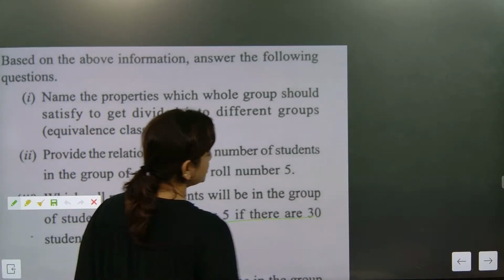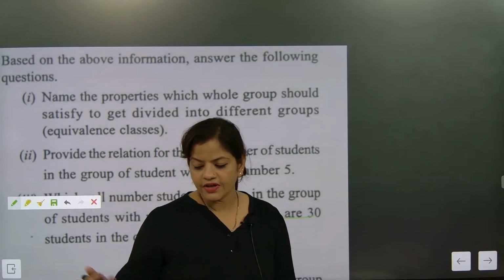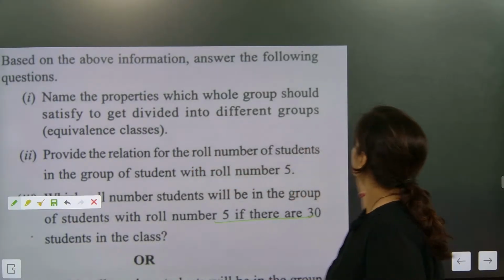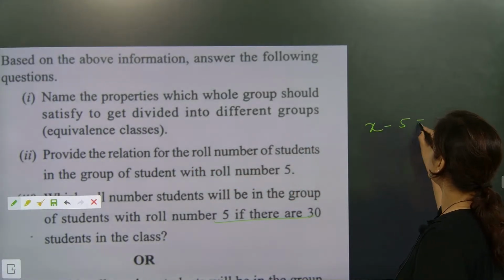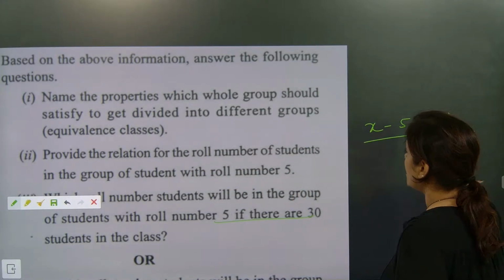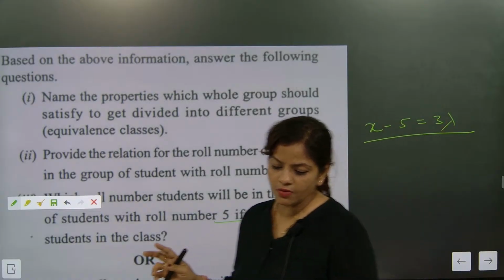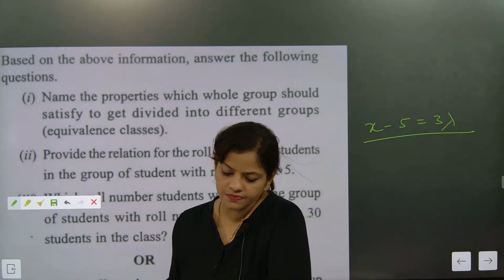See, all threes are there. So you need to understand that whenever you are finding the equivalence class, x minus 5 is equal to 3 lambda, because the difference in the roll number should be divisible by 3.